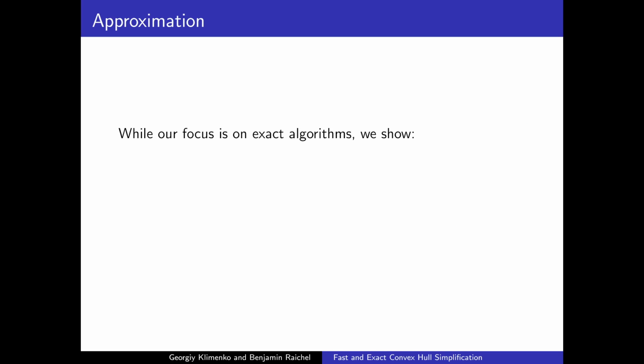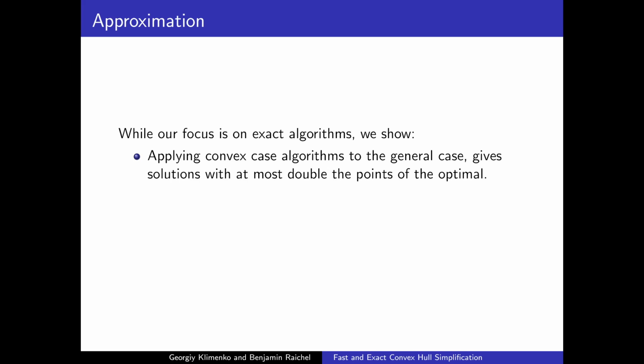Now, while most of our paper is focused on exact results, we also mention some approximation results, which we get by applying the algorithms for the convex case to the general case. More specifically, we take the convex hull of the given points and ignore any points inside the convex hull. This will result in at most twice as many points selected in the subset as in the optimal solution.